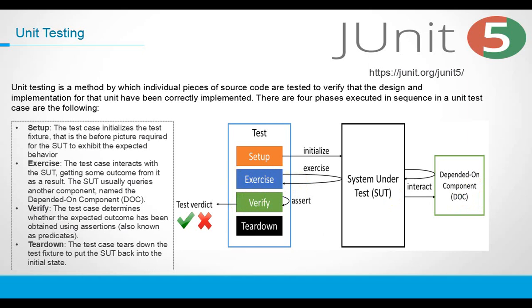After the exercise step, we get the result from the interaction. We need to verify whether the result matches our expectation. This step is called verify. We will use some assertion statements to do that, even some matcher framework like Hamcrest, which we will introduce in the next lecture.